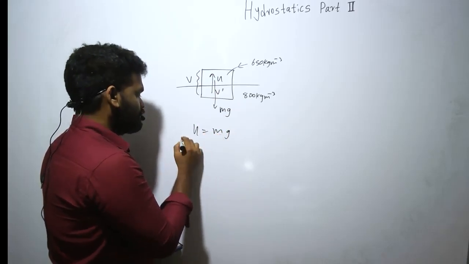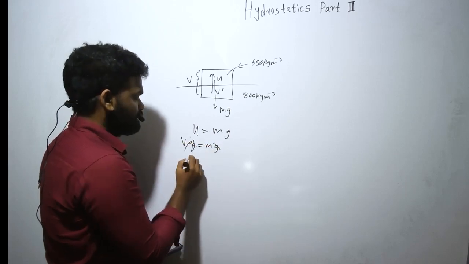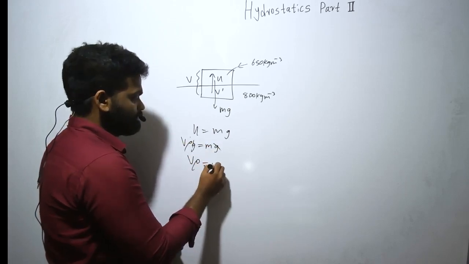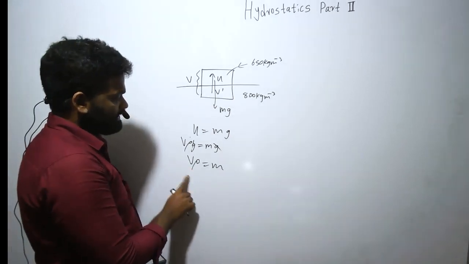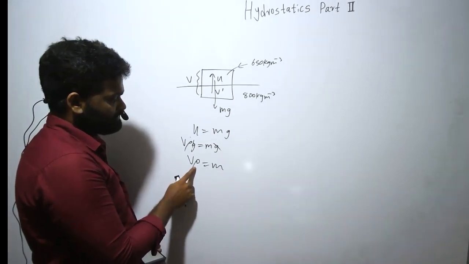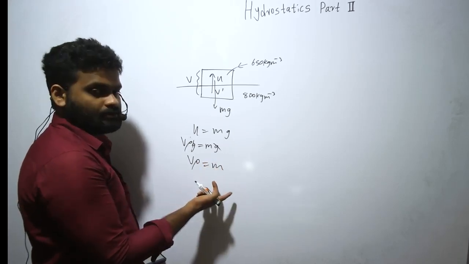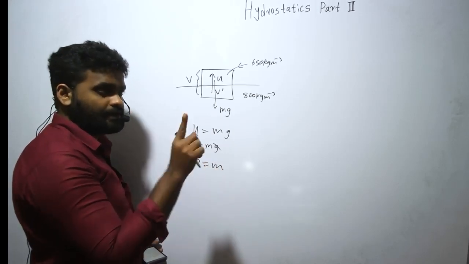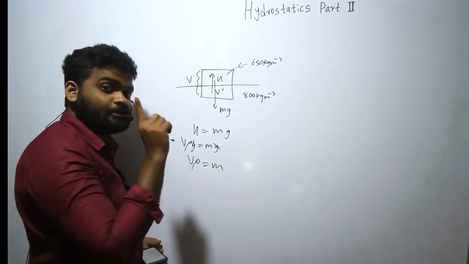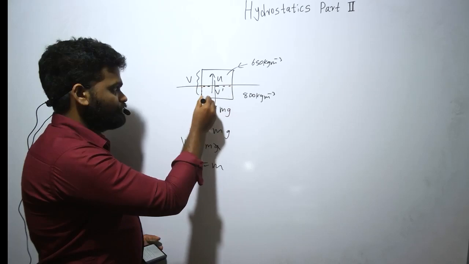So upthrust you can write as V rho g equals mg, then you can get rid of g. So you get V rho equals m, right? You have to clearly understand this volume, this density, and this mass. So V is the displaced volume. You have to clearly define that. V is the displaced volume, not the total volume. So the displaced liquid volume is V dash.